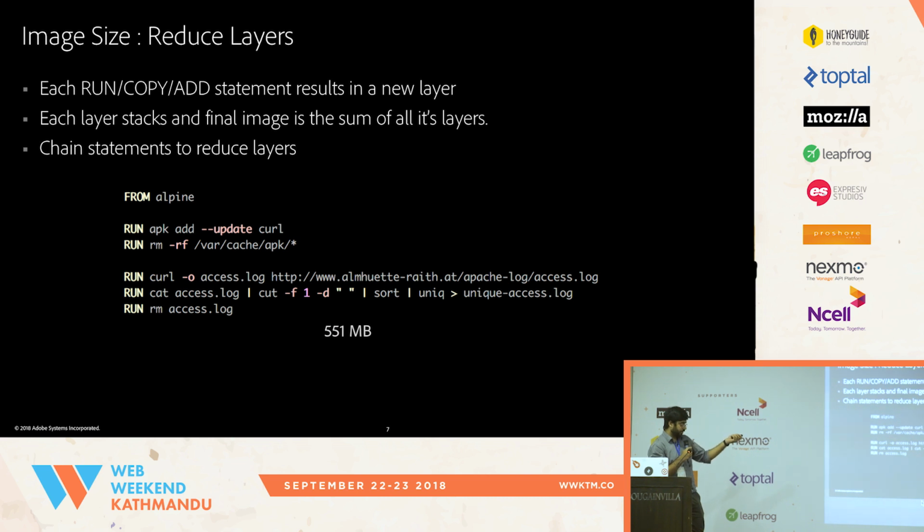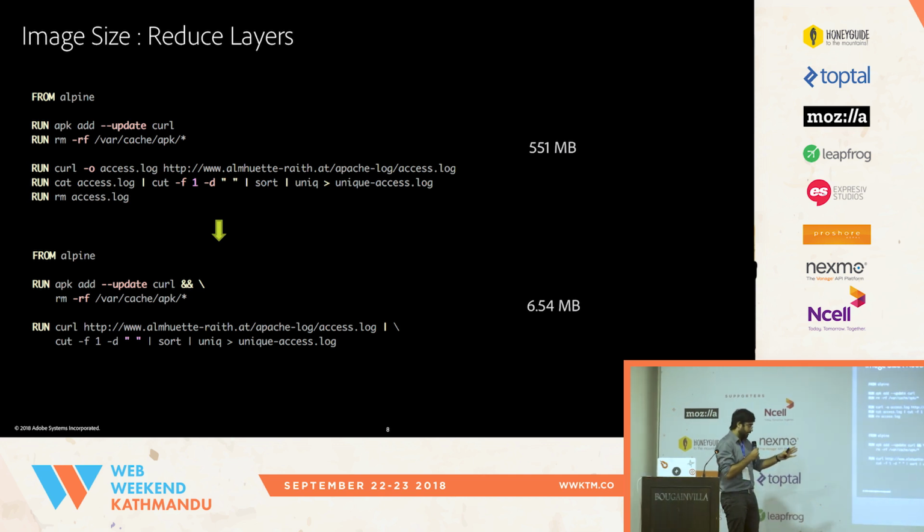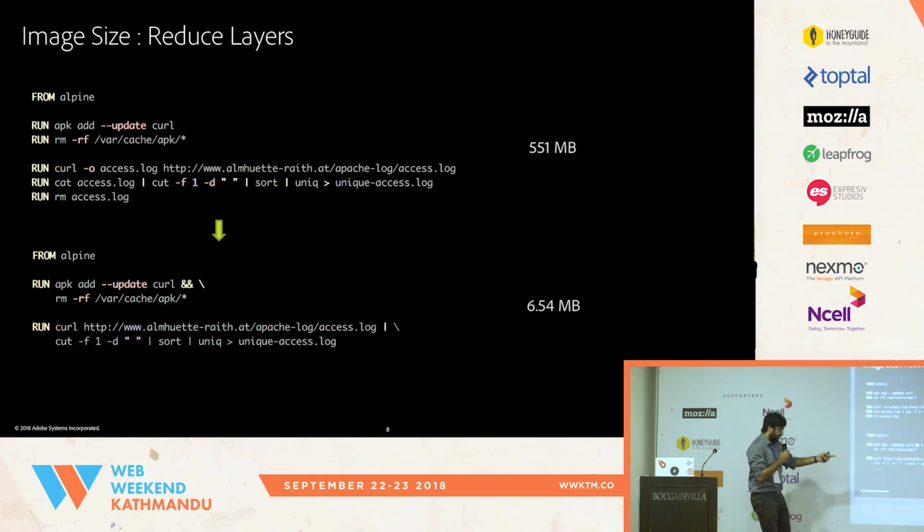So instead of doing this, which was 551 MB, I do this instead. You can count the run statements in the first one: 1, 2, 3, 4, 5. Now I have 1 and 2 only. This will result in fewer layers. That's fine, that's good. But why is the final image only 6.54 MB? Because the main bulk of that image was coming from this access log which I had just downloaded. Now I'm not keeping it. I have downloaded it, I've processed it, I've created my new one, and I'm not even removing it, I'll just pipe it. Once this layer ends, there is no record of this file anymore.